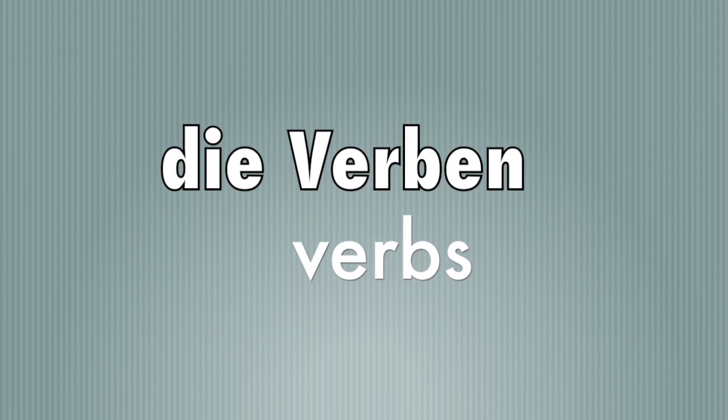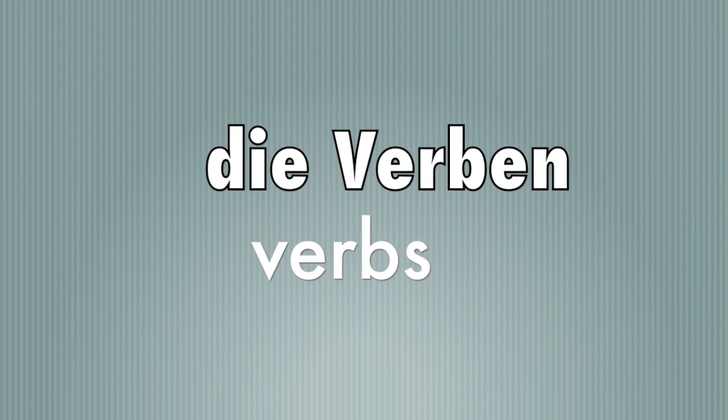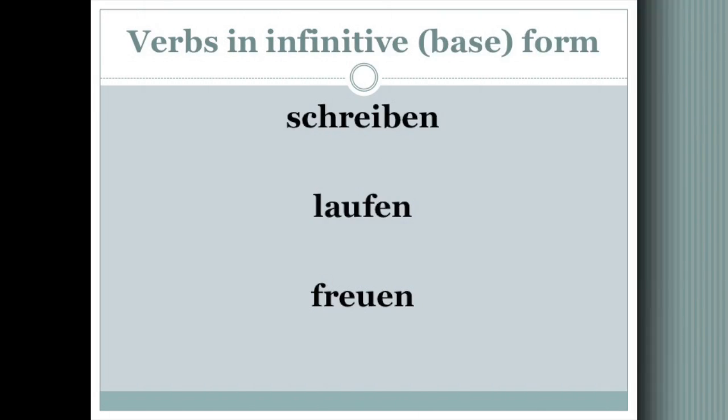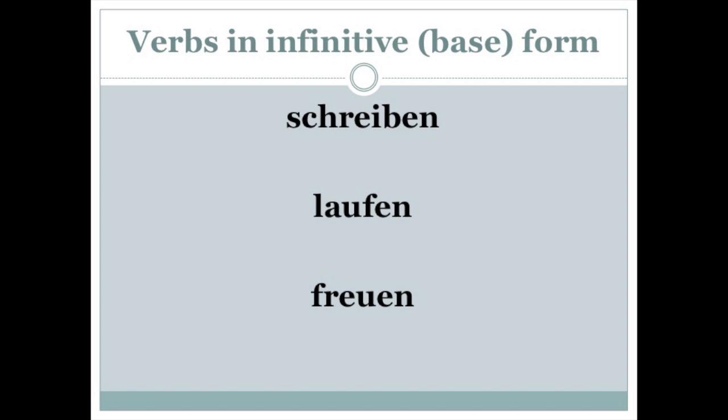The first term is verbs, or die Verben in German. Here are a couple examples: schreiben, laufen, or freuen. Schreiben, to write, laufen, to run, and freuen, to be happy. So in English we have the "to" infinitive. In German they simply look like one word.